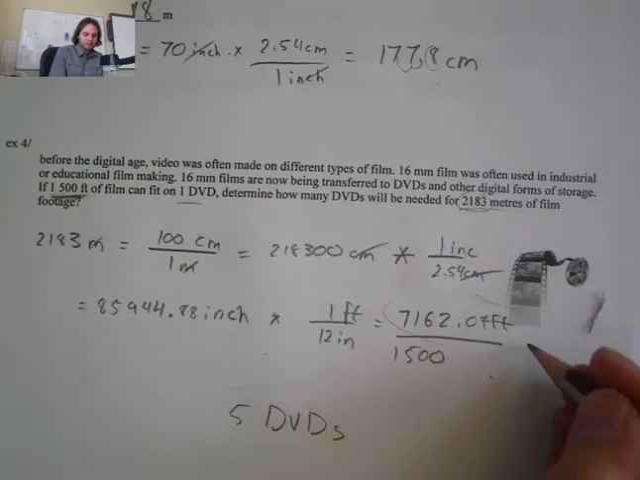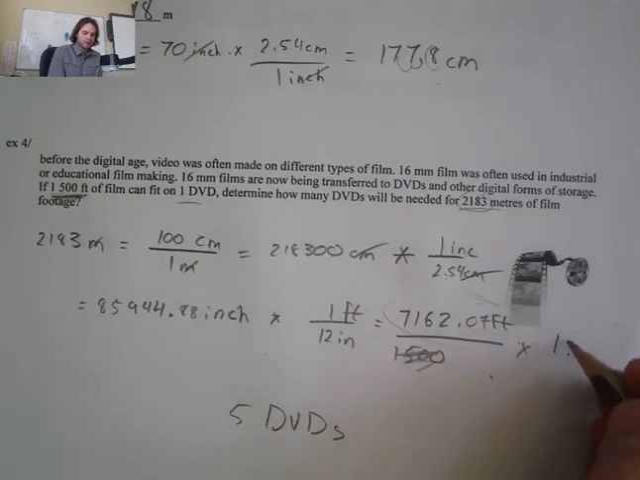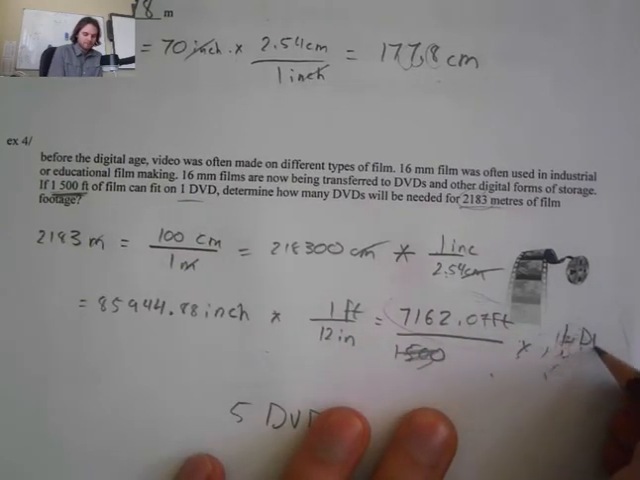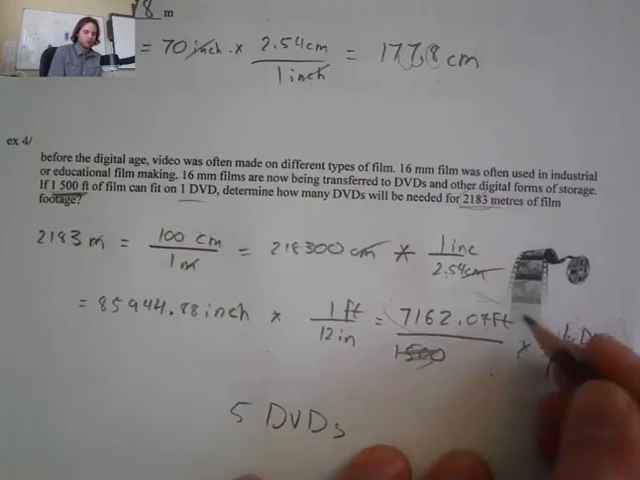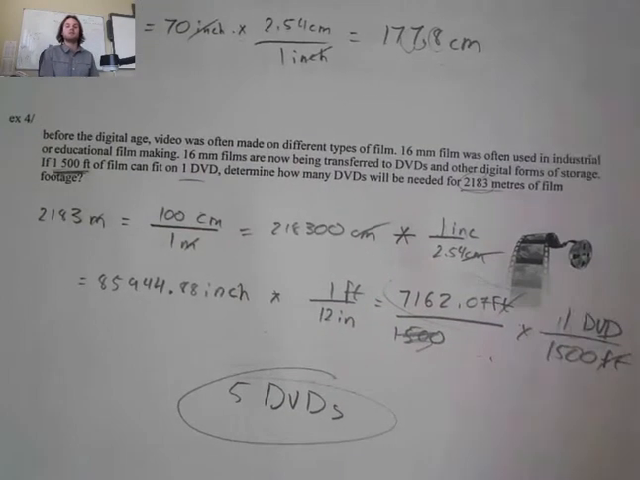Or I could have gone like this. Instead of doing that, I could times it by 1 DVD. Okay, so we want DVDs, so 1 DVD is equal to 1,500 feet. And then the feet will cancel off, so it's a division, which gives me a total of 5 DVDs.